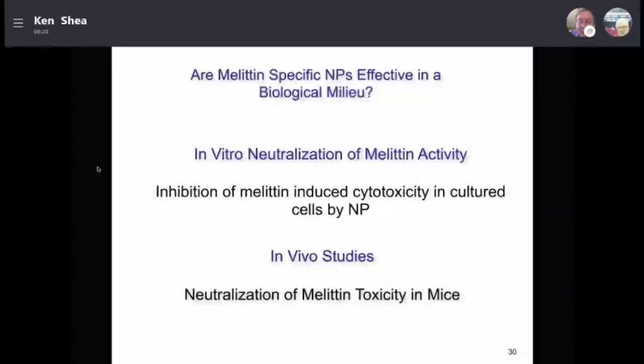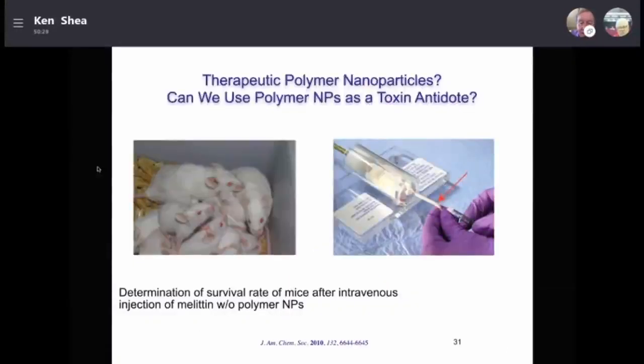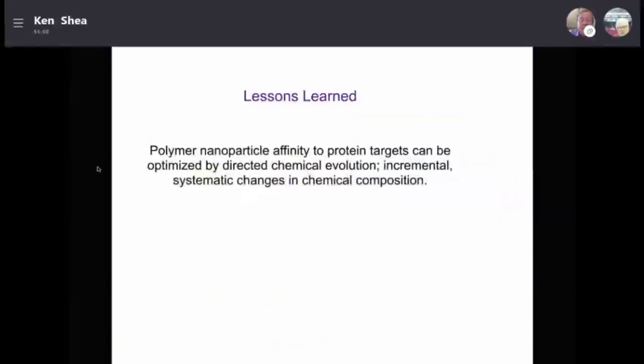Okay? We have taken these nanoparticles, once we have refined them, and demonstrated that they can actually neutralize the toxin in the bloodstream of a living mouse. And these experiments confirm that our synthetic polymer nanoparticles, produced rapidly and inexpensively in the chemistry laboratory, can actually function in a very complex environment, such as the bloodstream of mice that have been inoculated with a deadly toxin. Now I'm going to jump forward.